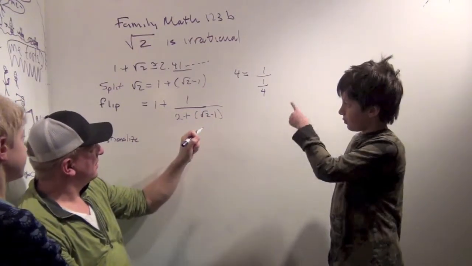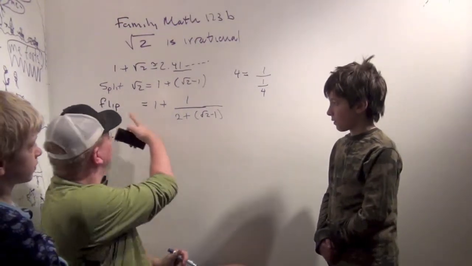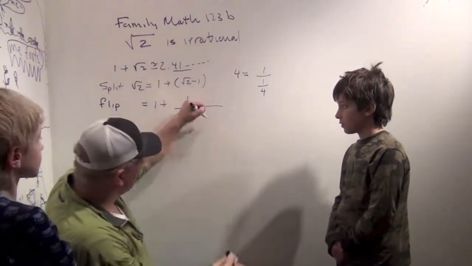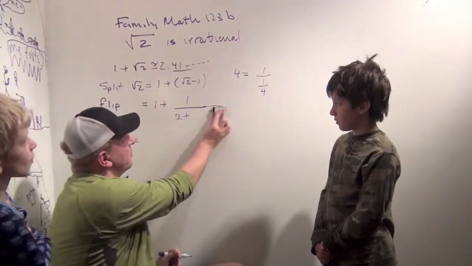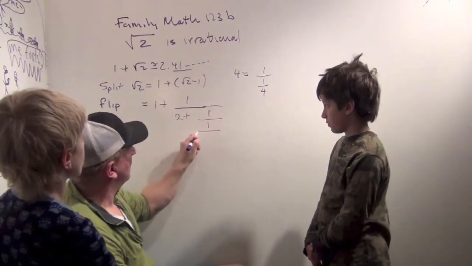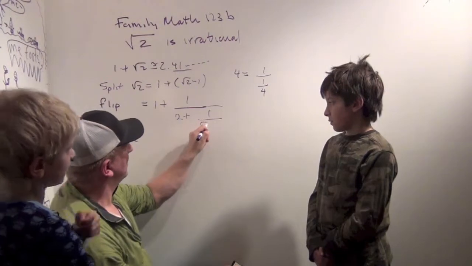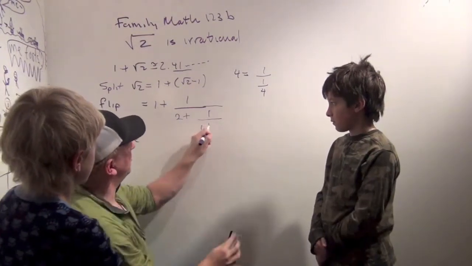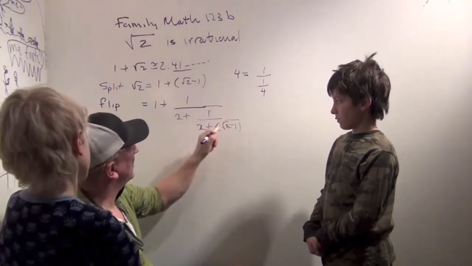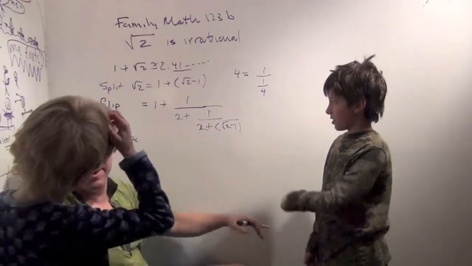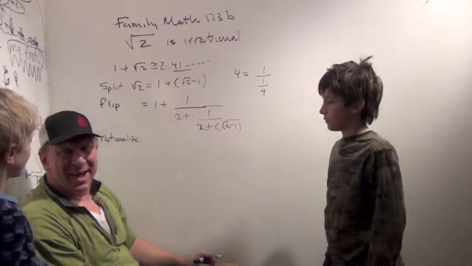And then we're just going to go in a loop. What happened with the square root of 2 minus 1 is that when we flipped, we got 1 over the square root of 2 minus 1, which turned into 1 over the square root of 2 plus 1, which turned into 2 plus the square root of 2 minus 1. You can see that this process is going to go on forever, down the line. We're going to get 1, 2, 2, 2, 2, 2, 2, 2, 2. How cool is that?